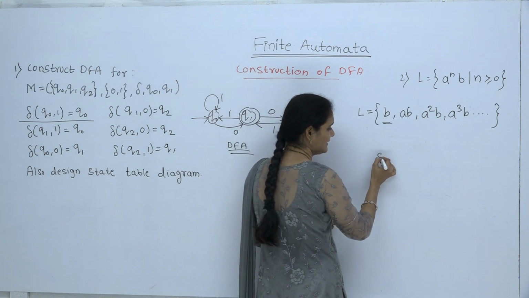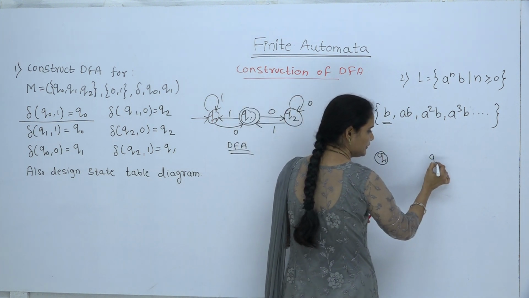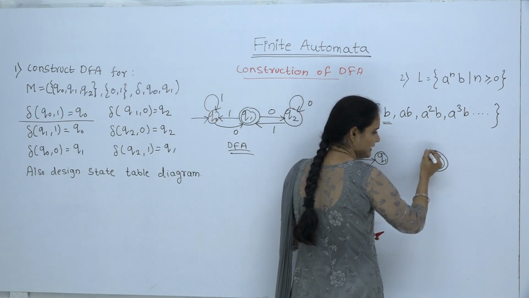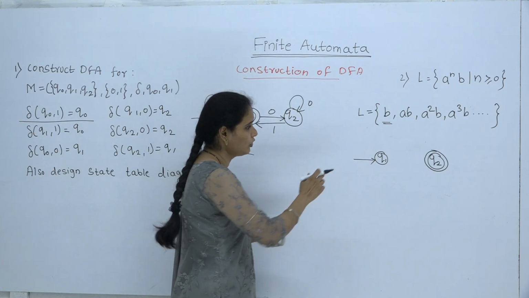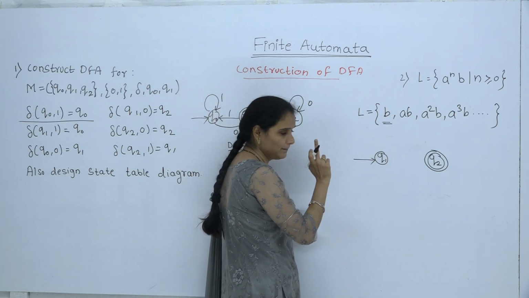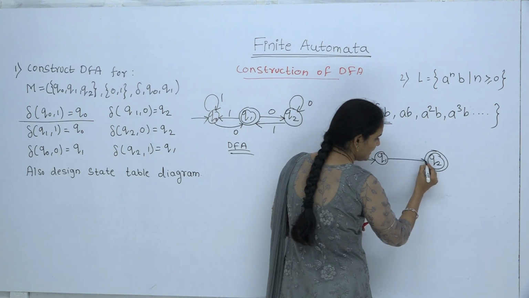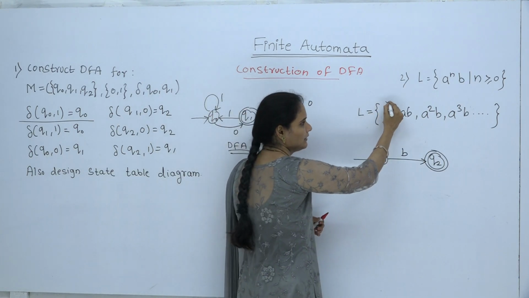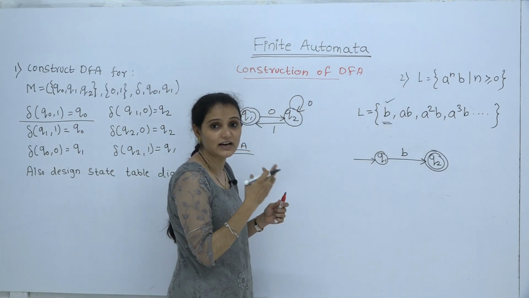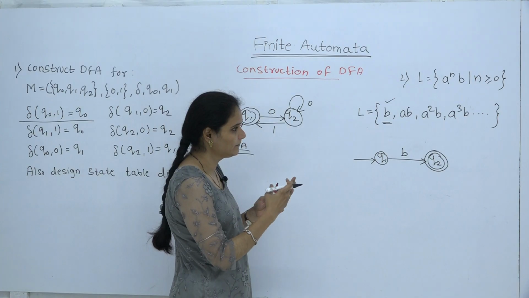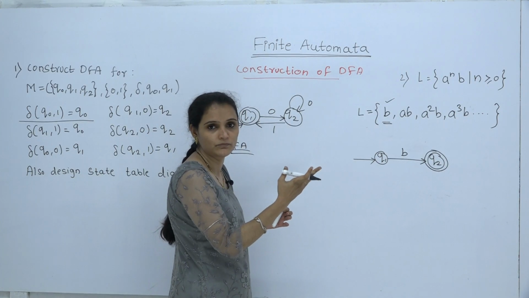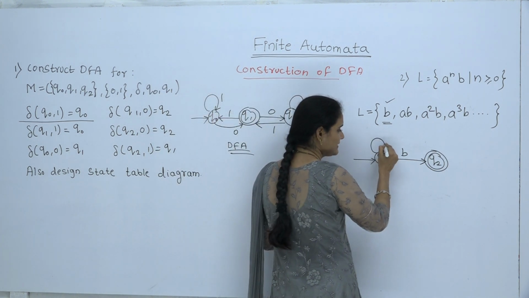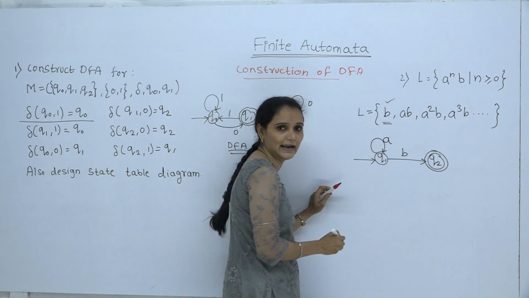So here I will consider Q1 and Q2. Q1 will be my initial state and Q2 will be the acceptance state. The minimum length string is b. So from Q1, if b goes to Q2, that particular string will be accepted. Now which are the next strings? ab, a square b, a cube b. So it will increase the a's. So here we can design the loop of a at Q1.